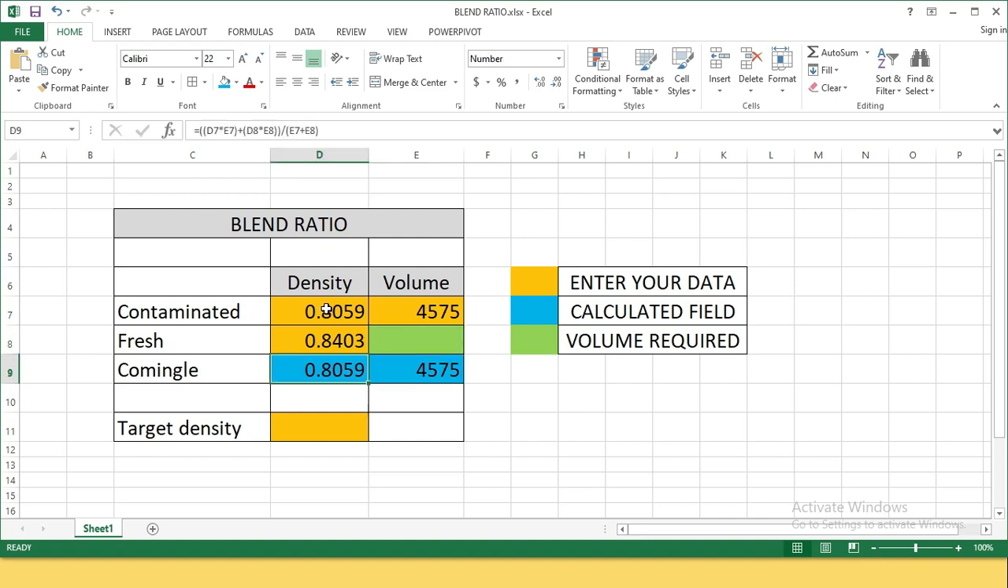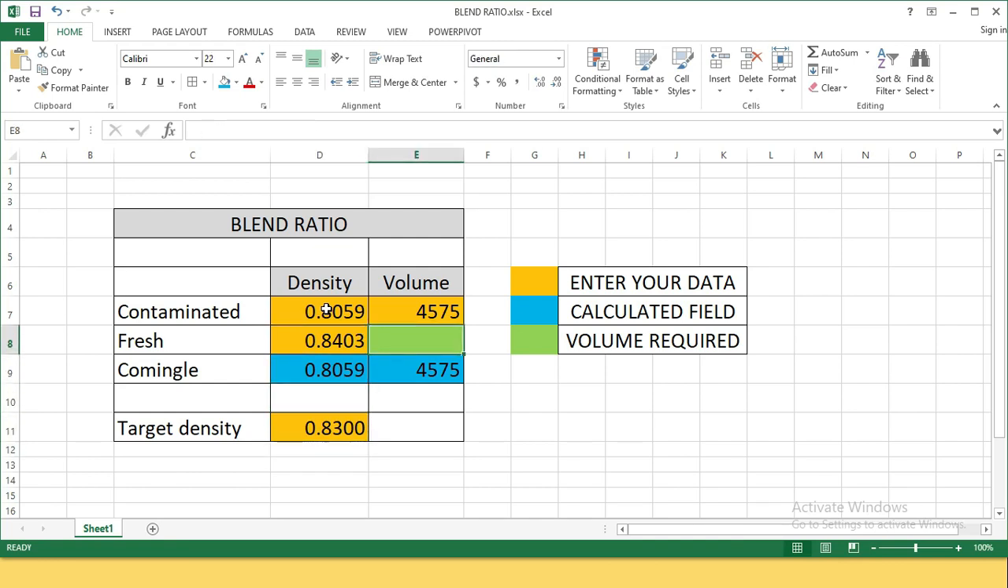Here the commingle is coming 8059 and 4575, because here you have never put in any data. Now your target you are trying to achieve is 8300. So put this target here.